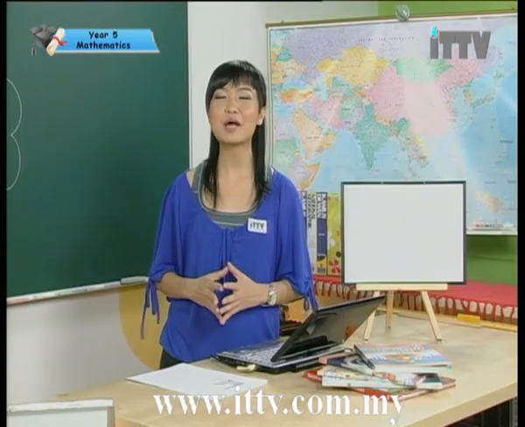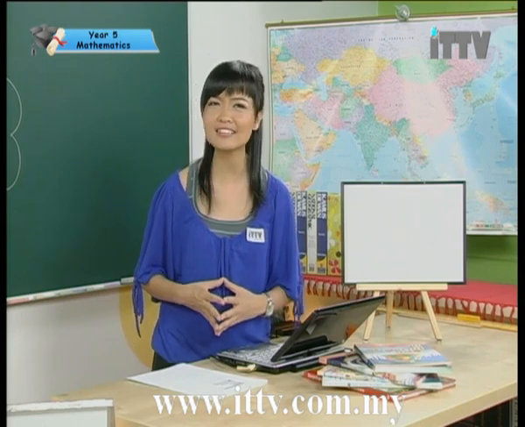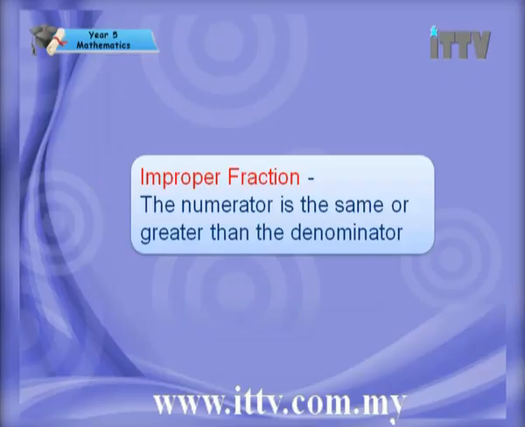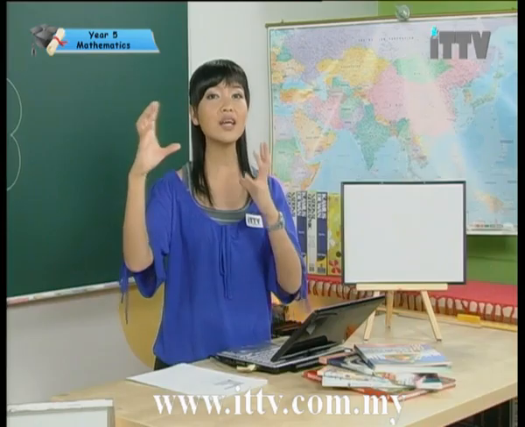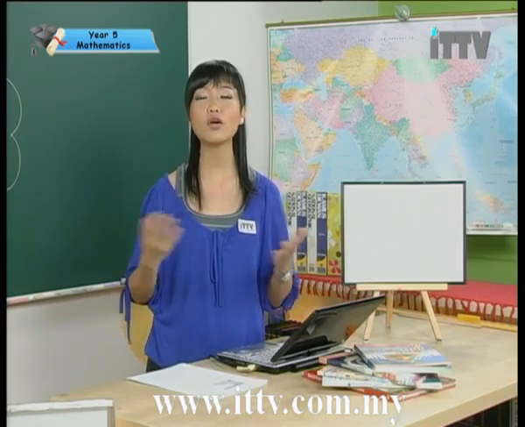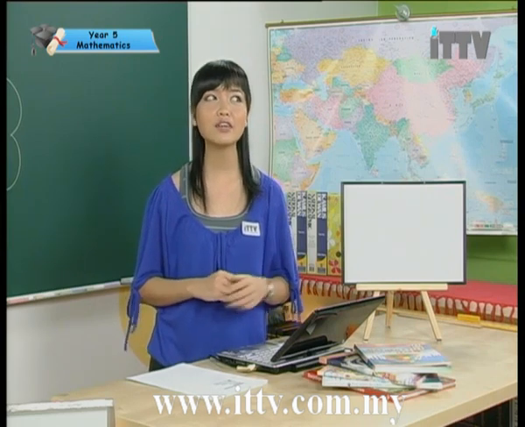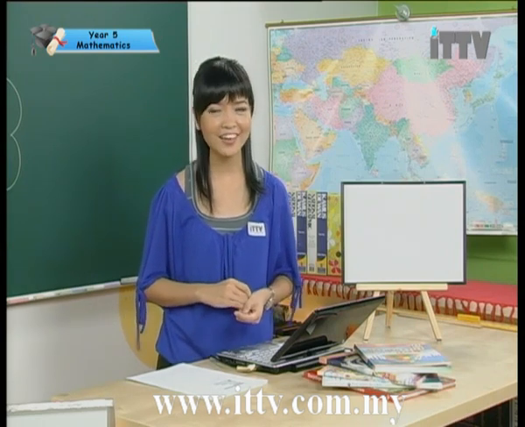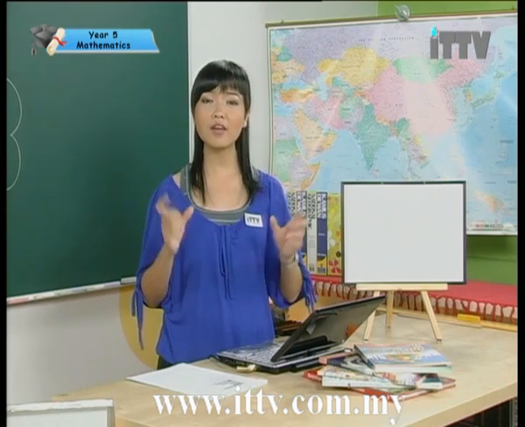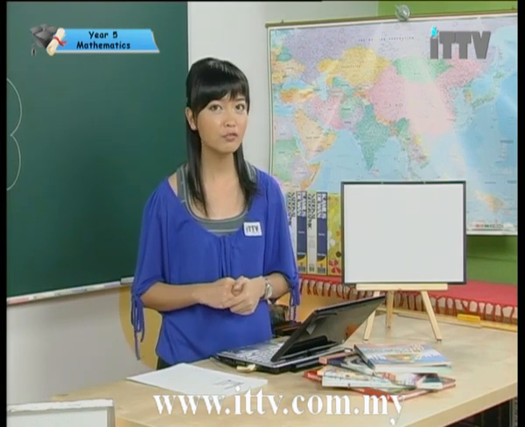Well, boys and girls, we have come to the end of today's lesson. Let's recap quickly. Today, we learned about improper fractions. Now, improper fractions are fractions where the numerator or the number at the top is the same or bigger than the denominator. For example, 4/3 or 7/5. Yeah? In the next lesson, we will learn how to compare the values of improper fractions.